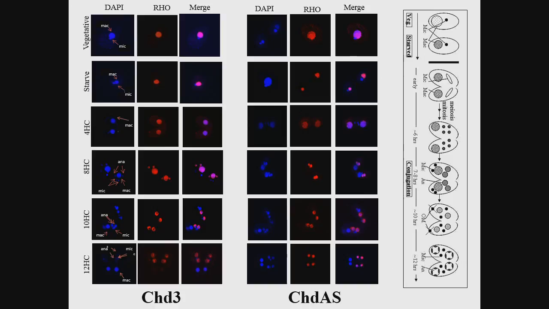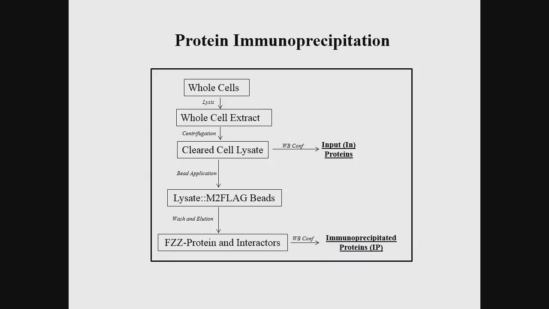One of the great things about having this FZZ-tagged cell line, or any protein-tagged cell line, is that you can do indirect immunofluorescence using that same line. This was done using confocal microscopy and indirect immunofluorescence against the FZZ tag. Like Alejandro mentioned with his protein, these proteins are MAC-specific, both during vegetative growth, starvation, and development. There is a discrete switch from the parental macronucleus to the anlagen at around 8 hours of conjugation, and it's completely zygotically expressed.